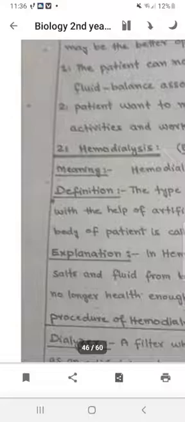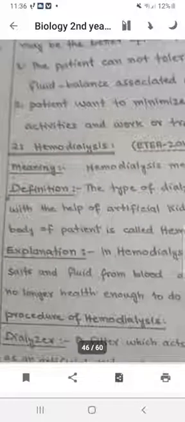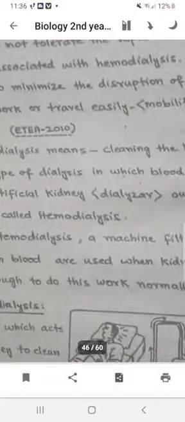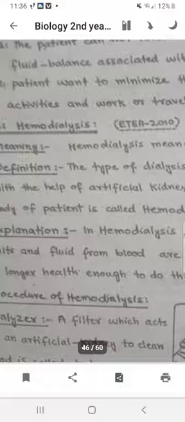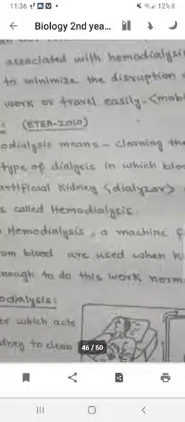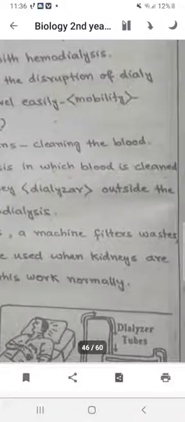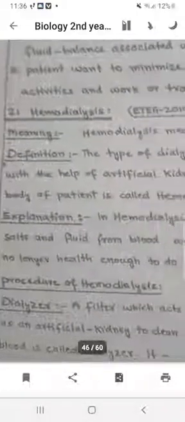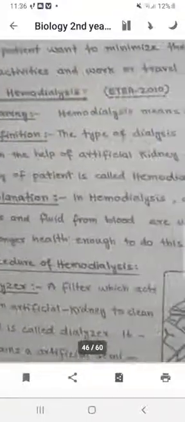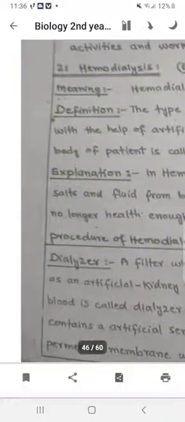Number two, hemodialysis. Meaning. Hemodialysis means cleaning the blood. Definition. The type of dialysis in which blood is cleaned with the help of an artificial kidney, dialyzer, outside the body of the patient is called hemodialysis. Explanation.